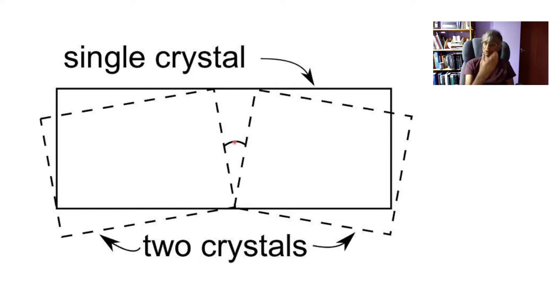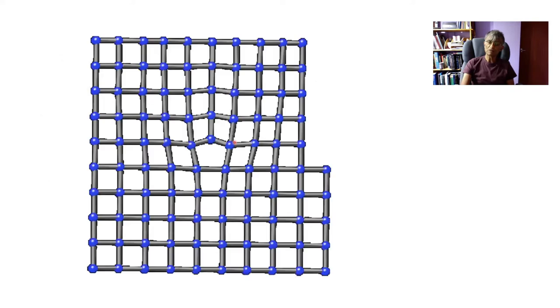There is no macroscopic gap between the two crystals where they touch. So how do we cope with this? Well, we could put in planes of atoms into that thin wedge. And a dislocation, of course, an edge dislocation, is rather like an extra half plane which you insert to create the dislocation, to create the tilt between these adjacent planes.